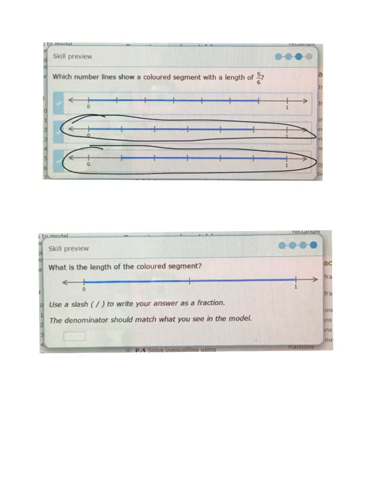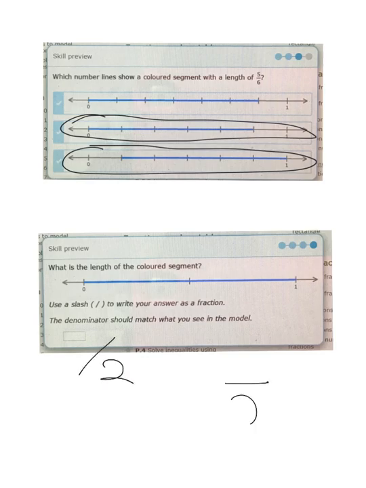On this last example, it says, what is the length of the colored segment? Okay, so there's a couple ways you could write this actually. It is 1 whole, but I think they want us to write it as a fraction. Use a slash to write your answer as a fraction. The denominator should match what you see in the model. So remember, the denominator is the number on the bottom. I always think of D as down. So there is 2 parts in this whole. So I'm going to put 2 as my bottom.